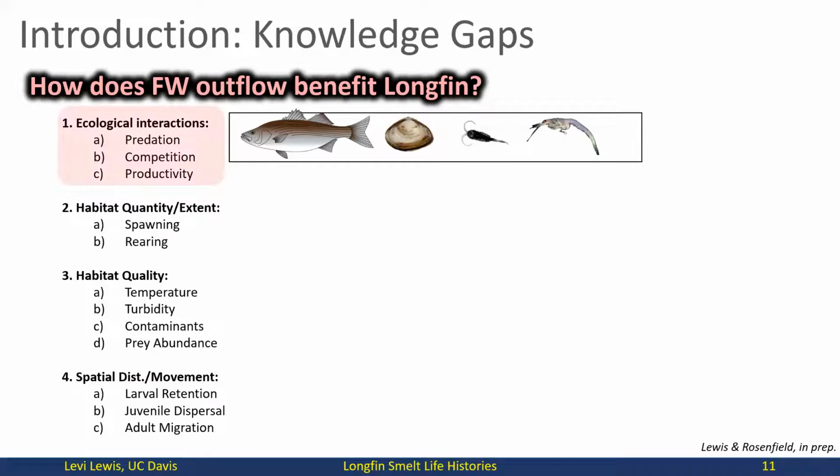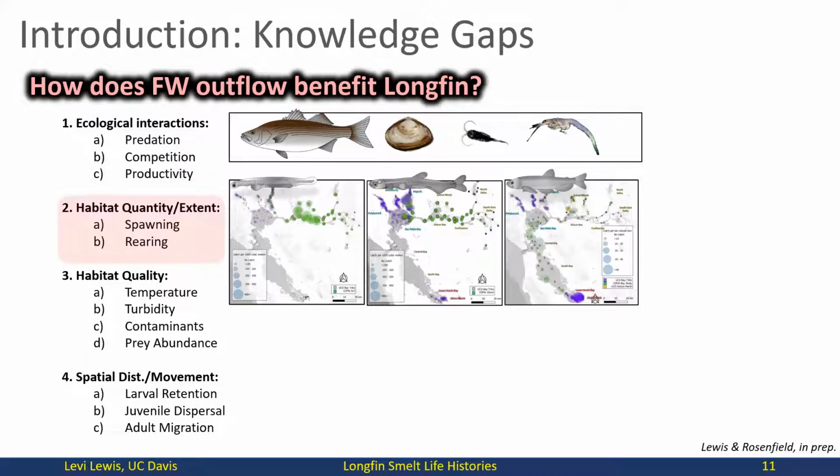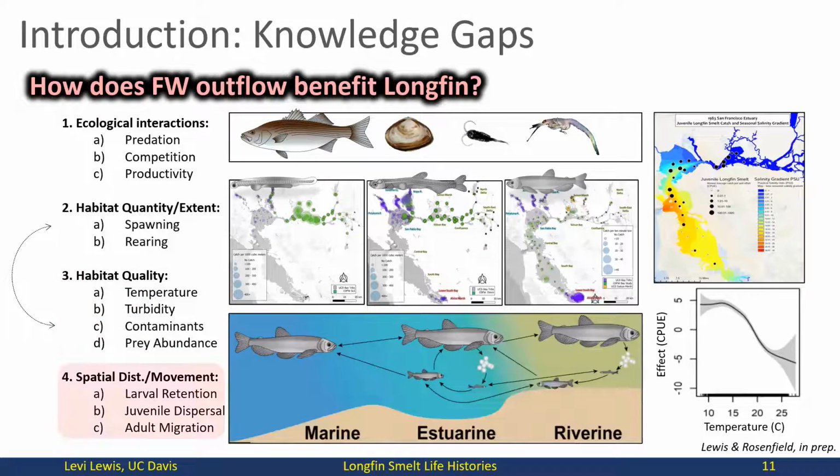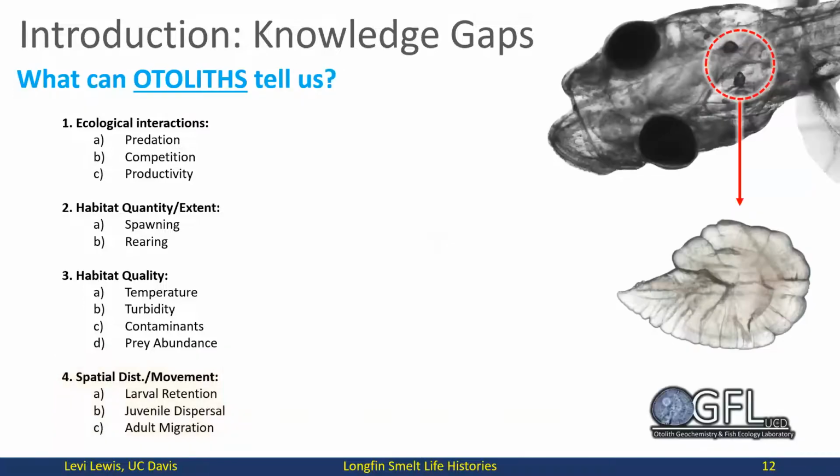Outflow could affect ecological interactions like predation, competition, productivity. It can affect the quantity or extent of habitat, like volume or area of spawning and rearing habitats. Flow can affect, similarly, habitat quality, which is linked to extent, but is not just the amount, but how good the habitat is, based on a bunch of different parameters like temperature, turbidity, contaminants, food. And of course, flow has a physical effect on the retention, dispersal, and migration of fish as well. So these 4 general categories pretty much encapsulate most of the hypotheses about how flow is affecting Longfin Smelt.